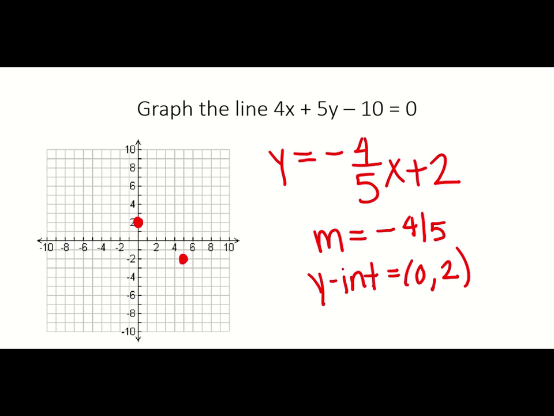And then just count it one more time. So that way you get 3 points here to connect into a line. So using the slope-intercept form, plot the y-intercept and count your slope.